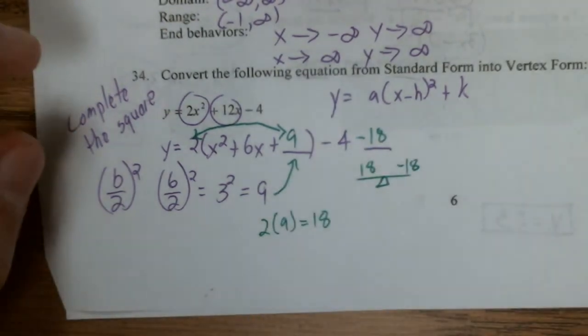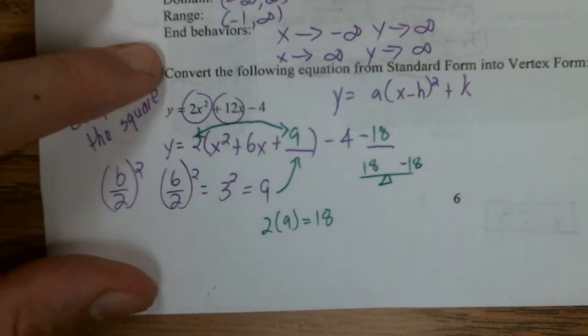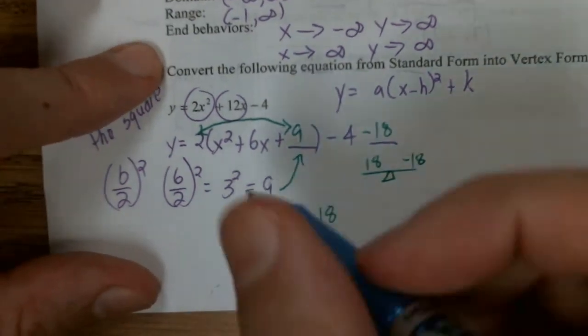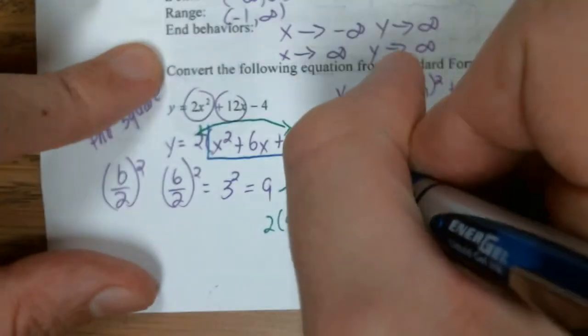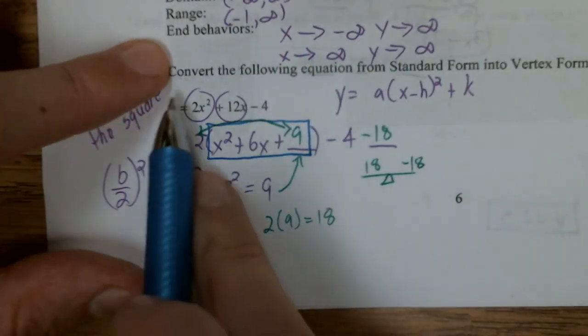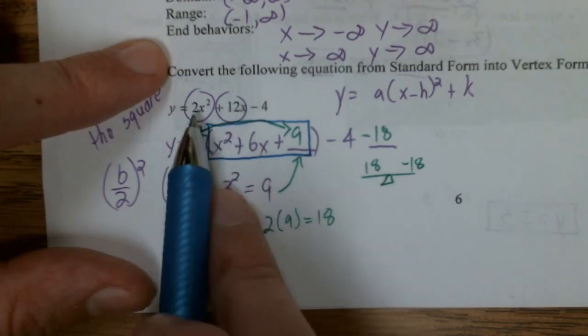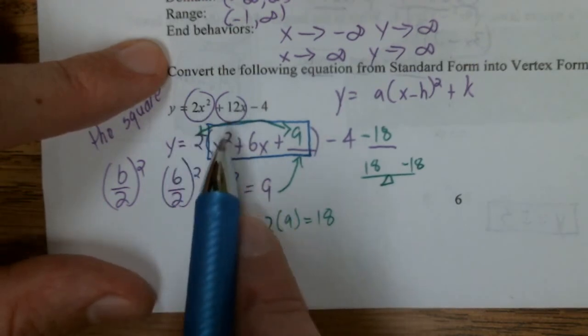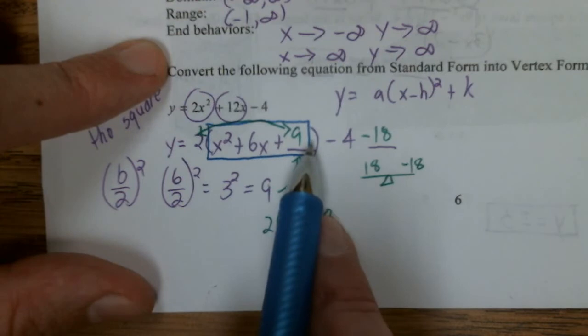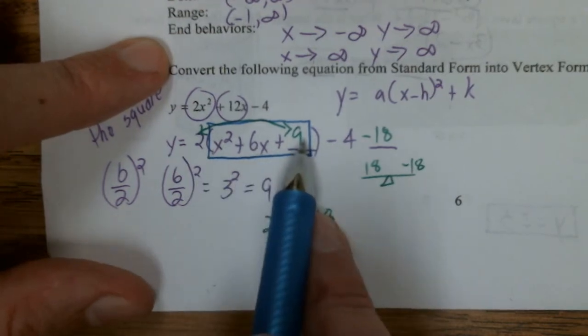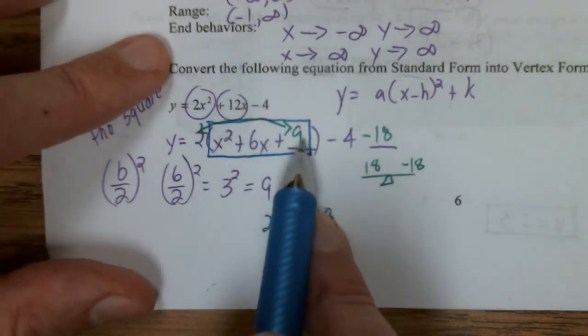Okay, so now why do we do all that? The reason we did all that is so now I have created a perfect square trinomial. 2x squared plus 12x is not a perfect square trinomial. I can't multiply anything by itself and get 2x squared plus 12x. But I can factor this guy: x squared plus 6x plus 9. That's one of our special case perfect square trinomials.